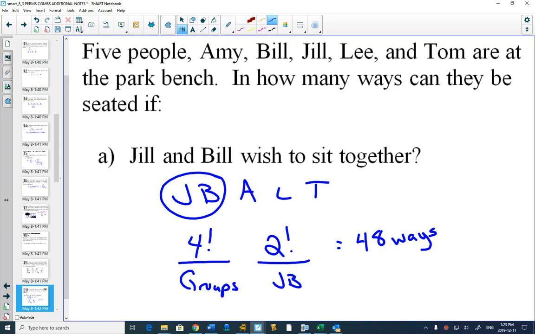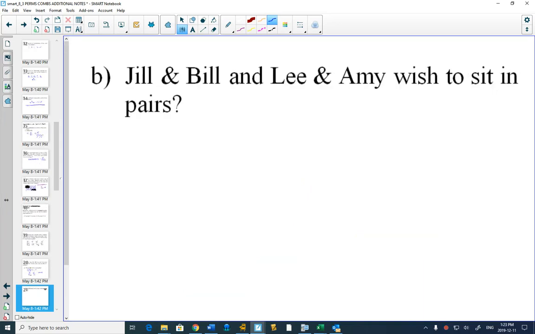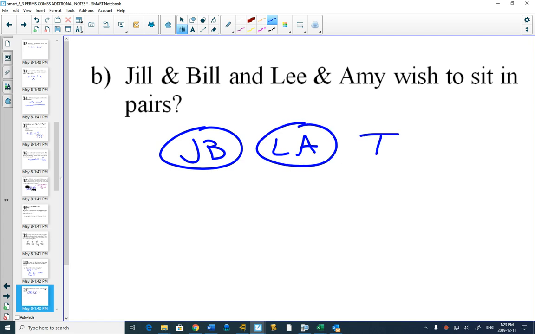Part B. Uh-oh. Poor Tom. Don't worry. Tom gets his revenge in part 3. Anyways, now we have Jill and Bill and Lee and Amy have to sit together. So we've got Jill and Bill as a group, Lee and Amy as a group, and poor Tom all by himself, but still comes and sits on the park bench. It's just a really awkward hour.